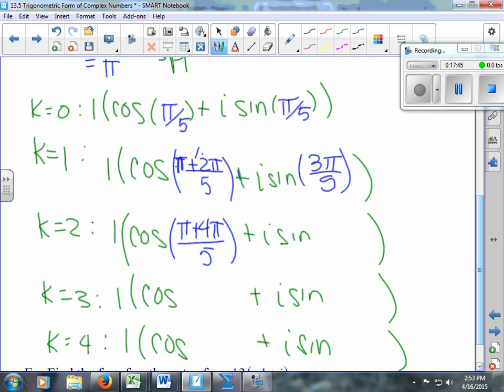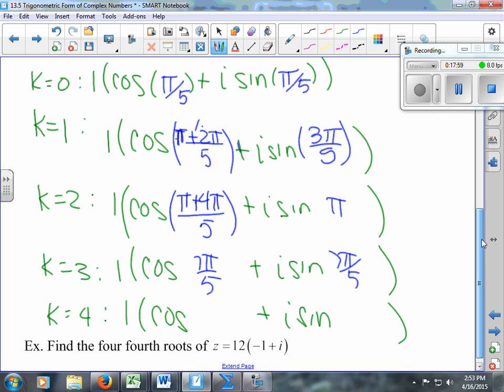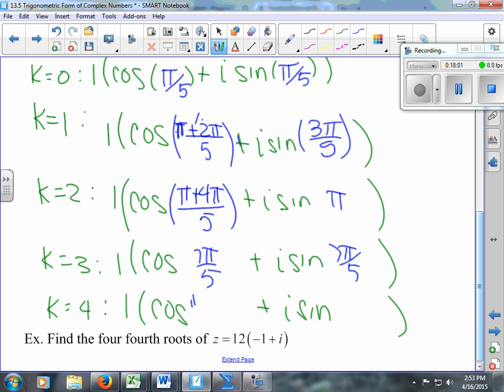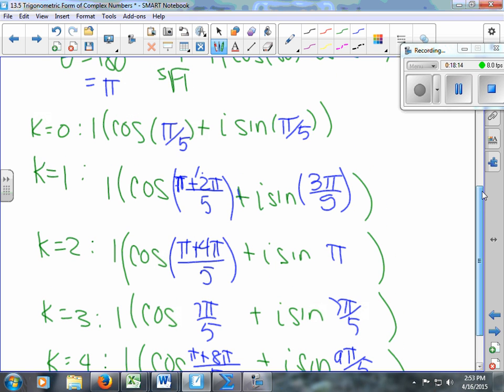So that's 5 pi over 5, which is just pi. Then we're going to add 3 2 pi's, which is 6 pi. 6 pi plus pi is 7 pi. So this is 7 pi fifths. And then in our last one, we're going to take pi and we're going to add 4 2 pi's, which is 8 pi, and then divide by 5. So that's 9 pi fifths. Okay? And then we can just find the values of all of these and put these back into standard form.